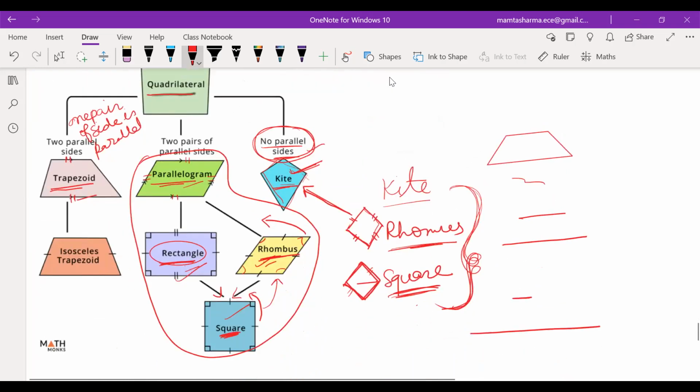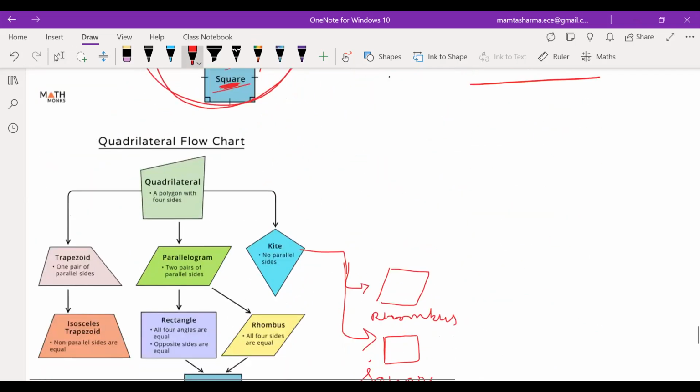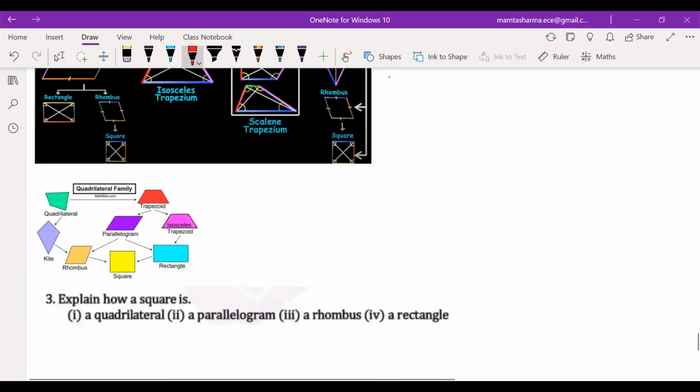See, all parallelograms are trapezium. Whether it is a rectangle, rhombus, or a square, they all are trapezium, because here one side is parallel, this side is parallel. For a trapezium, we need only one pair of sides parallel. That's why all parallelograms, rectangles, rhombuses and squares are trapezium. Is this clear?